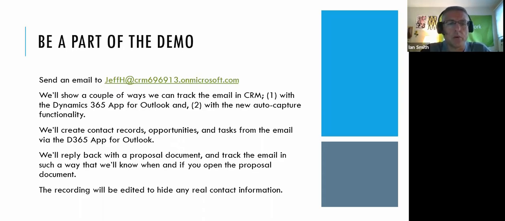Then we're going to create contact records, opportunities, and tasks from those emails. We're going to do it with the Dynamics 365 app in Outlook, and we're also going to do it in the web client. And then the script for the demo is that we're going to reply back with a proposal document, and track the email in such a way that we'll know when and if you open the attached proposal document. That's called email engagement, and it is part of the embedded intelligence module of the sales. Also, this recording will be edited after the fact to hide any real contact information.